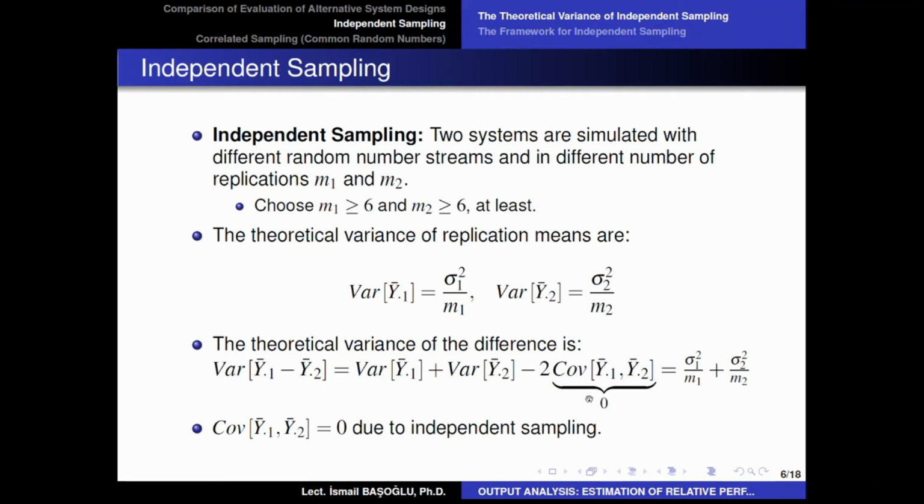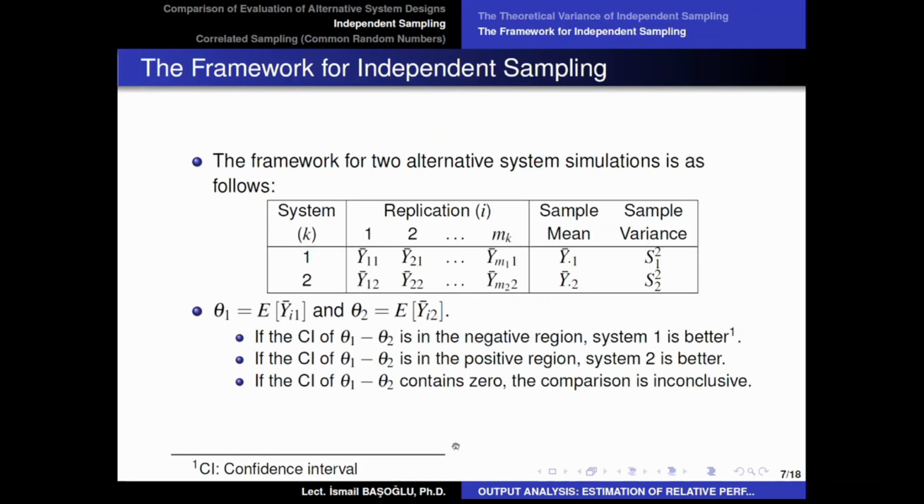Now, we know that these two simulations are run independently using different random number streams. Therefore, the covariance should be assumed to be 0. There should not be any covariance because both systems are using different random number sequences. Because of that, the variance of the difference is simply equal to the sum of the variances, the variance of the first system plus the variance of the second system, not minus. Please be careful. Therefore, the variance of the difference of the outputs is equal to the sum of the theoretical variances. The covariance is 0 due to the independent sampling.